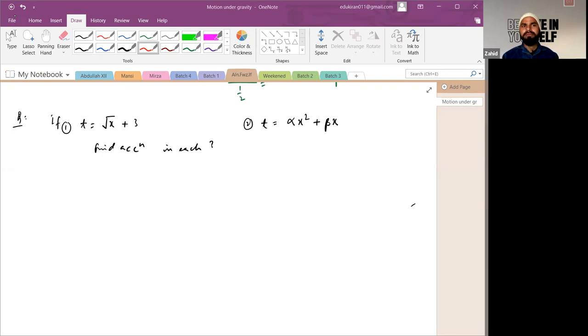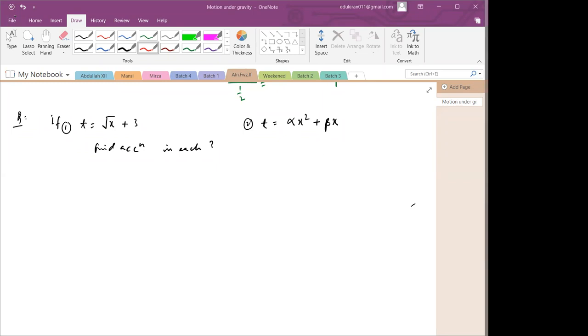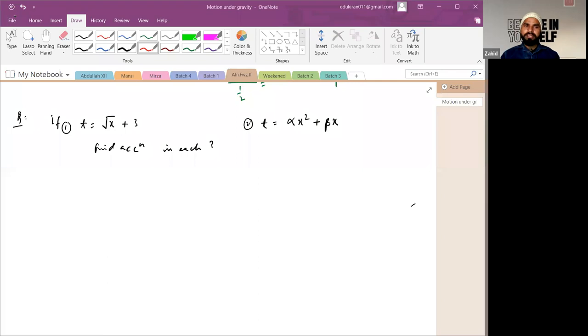Alan, any problem? Sir, can you give a hint? Okay. So for any expression, let's say for the first part, we have t is equal to root of x plus 3. To find acceleration, you must first define velocity. And velocity is nothing but dx over dt. So first of all, try to rearrange this equation. Keep x on one side and the rest of the terms on the other side.